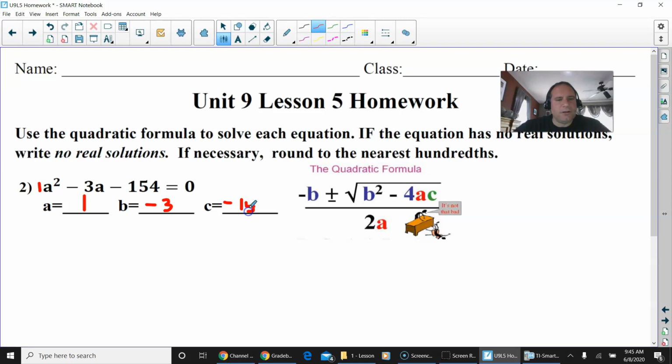All right, so go ahead, see if you could put all of those numbers into the quadratic formula. Just substitute them in and see if you can get your answer. Go ahead, press pause now.